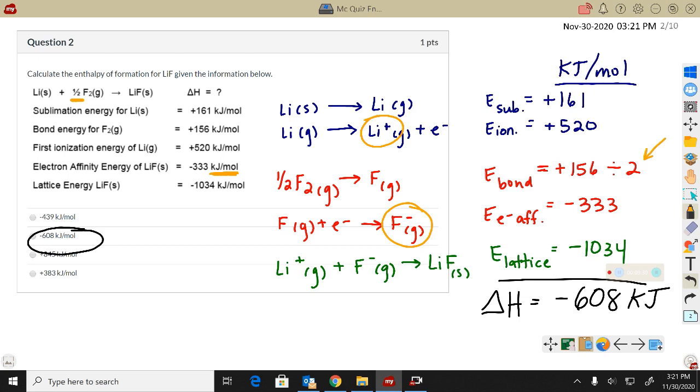So overall, then we add the energy from each individual step, and we'll find that this reaction does release about 608 kilojoules per mole of lithium fluoride produced. So it's overall exothermic. But once we break down each individual step, the energetics show us that there are parts of this process that are endothermic, but overall, more energy is released in comparison to the amount of energy that was absorbed.